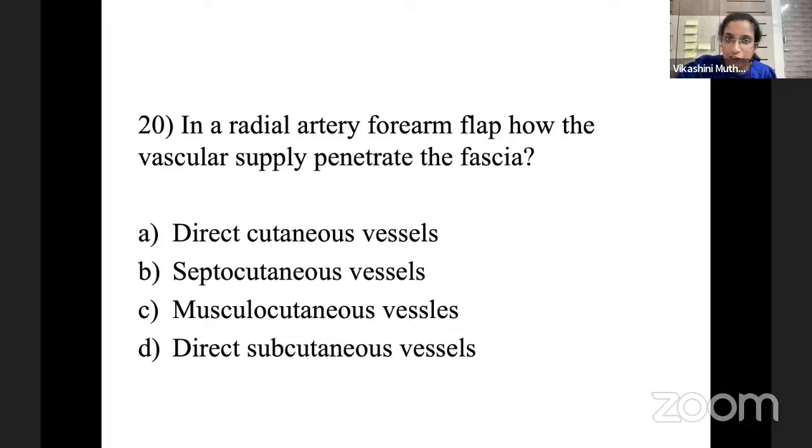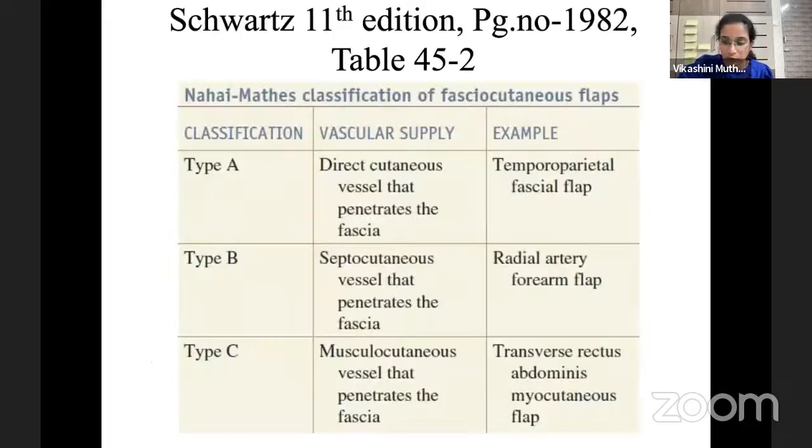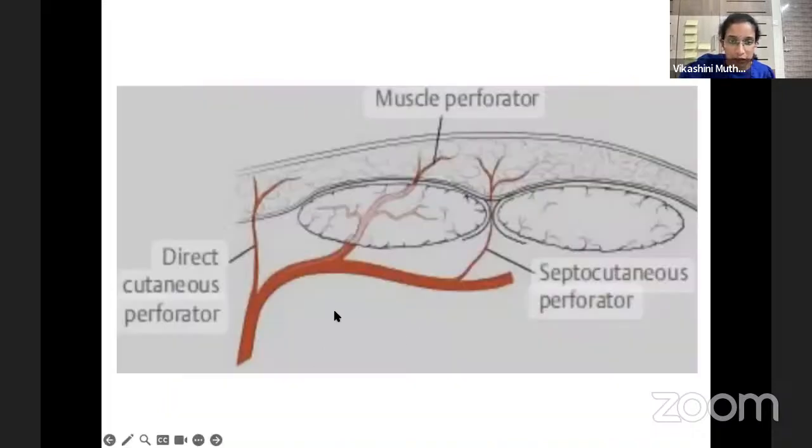In a radial artery forearm flap, how does the vascular supply penetrate the fascia? Yes. So there is a classification called the Nahai-Mathis classification of fasciocutaneous flaps. Before discussing this tabular column, I'll show you the picture. So this is the mother vessel where you can see one branch directly reaching, piercing the fascia to reach the skin and supply the skin. So that is called a direct cutaneous perforator.